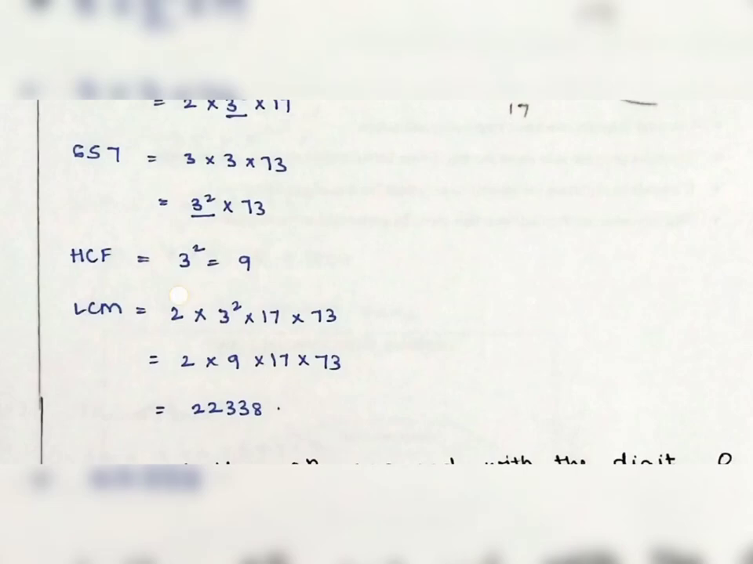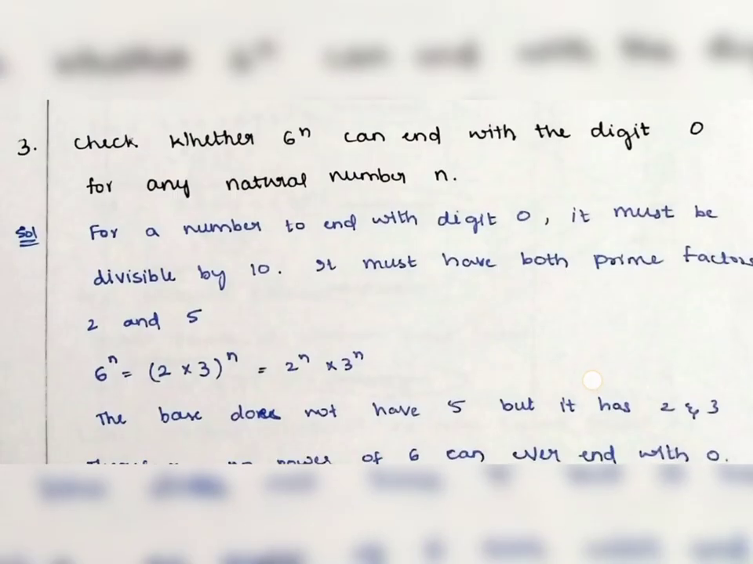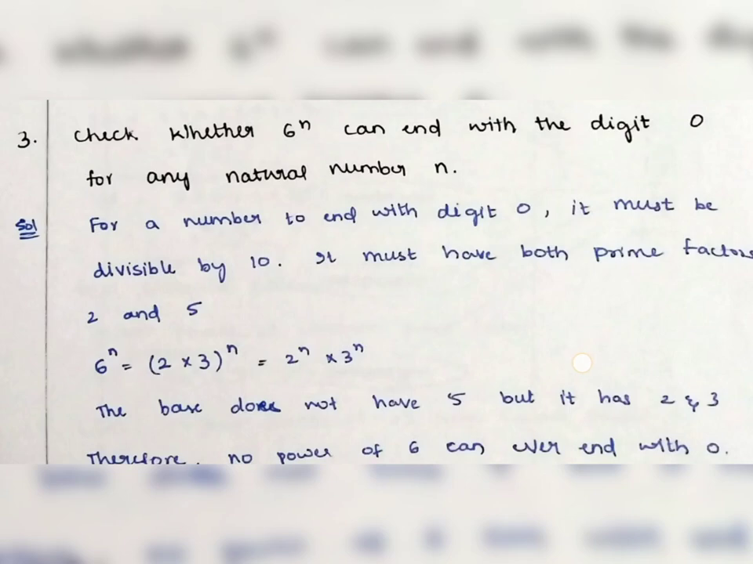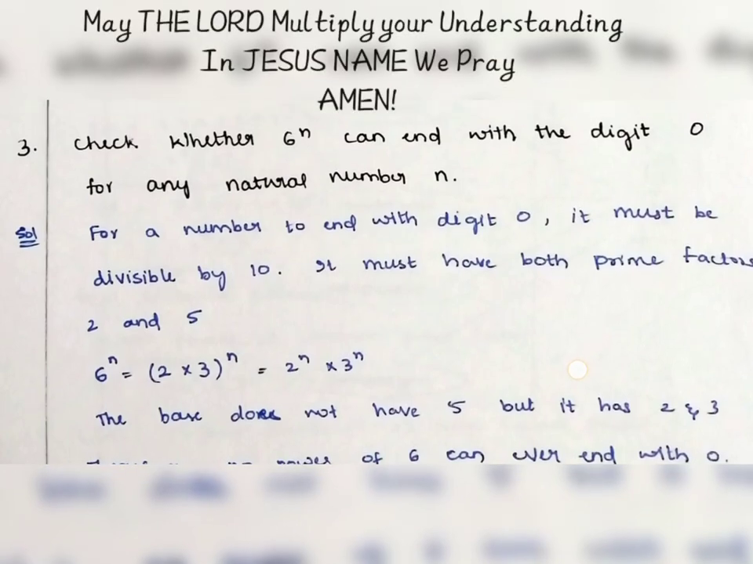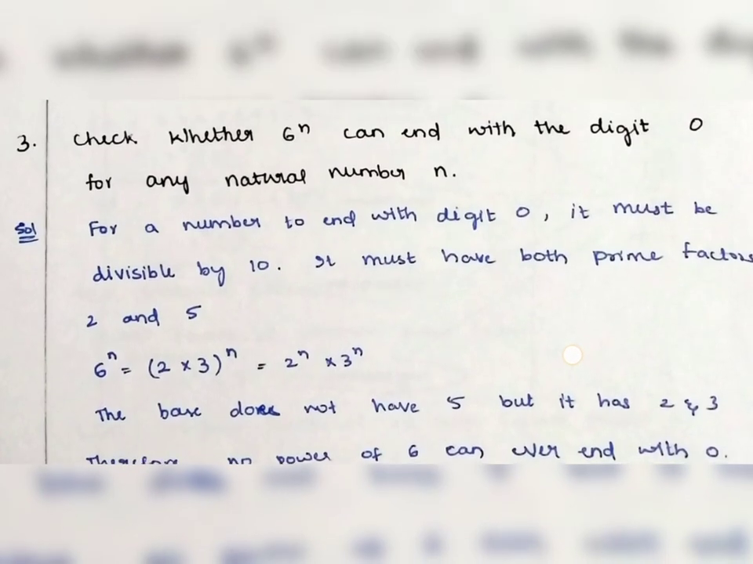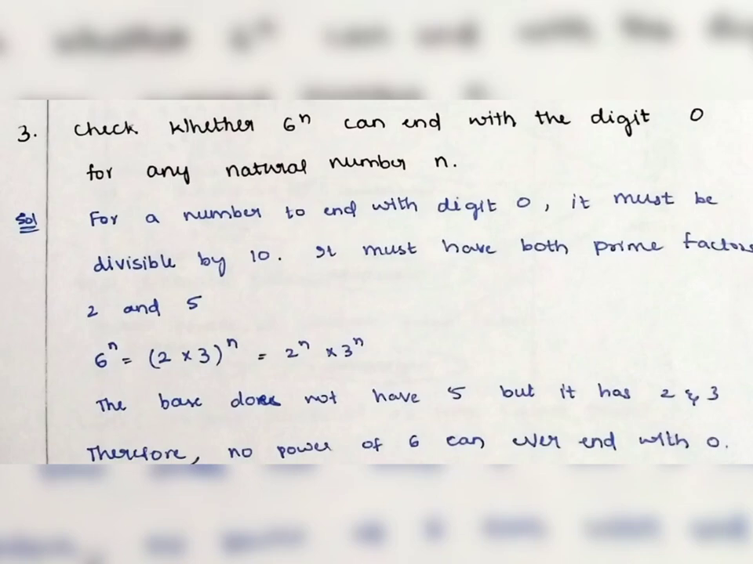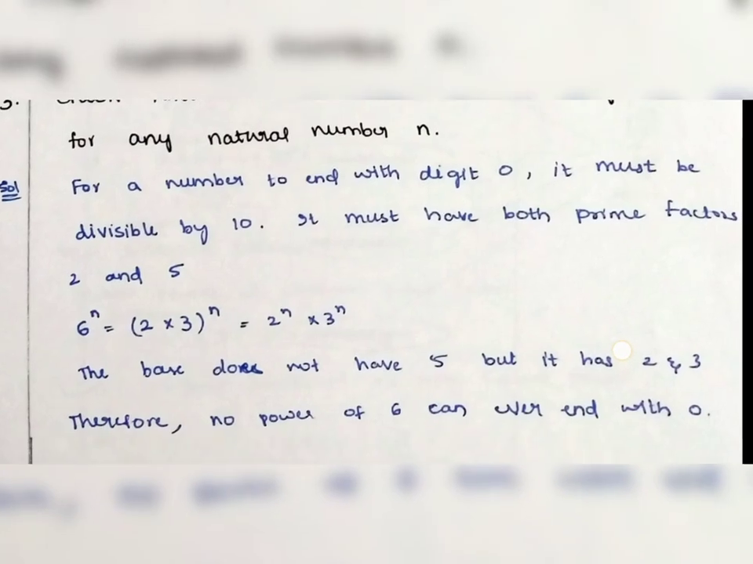Next, coming to the next bit, which is: check whether 6 power n can end with digit 0 for any natural number n. For a number to end with digit 0, it must be divisible by 10. It must have both prime factors 2 and 5. So 6 power n is equal to 2 into 3 whole power n, that is 2 power n into 3 power n.